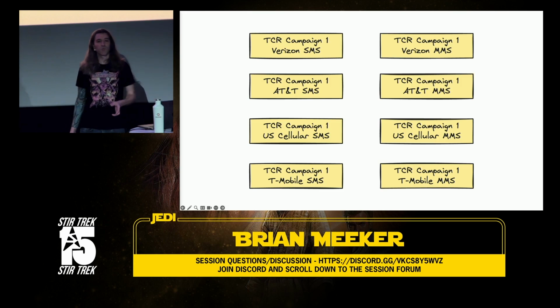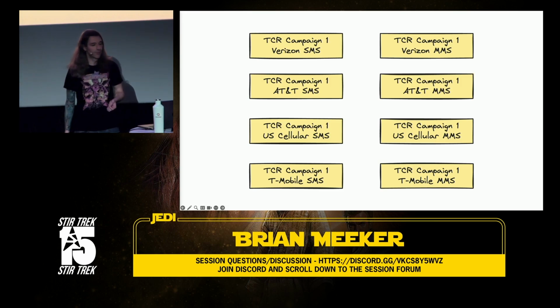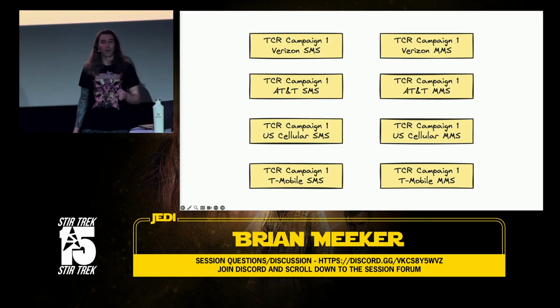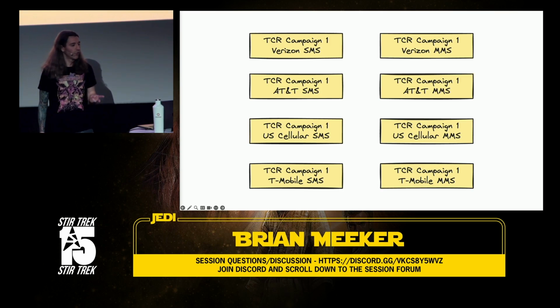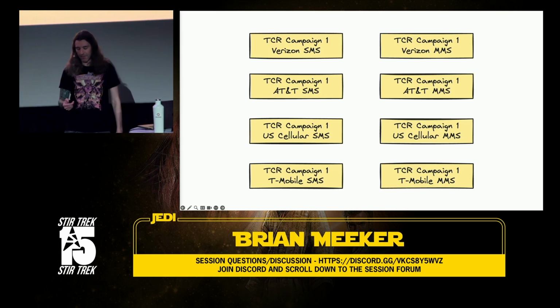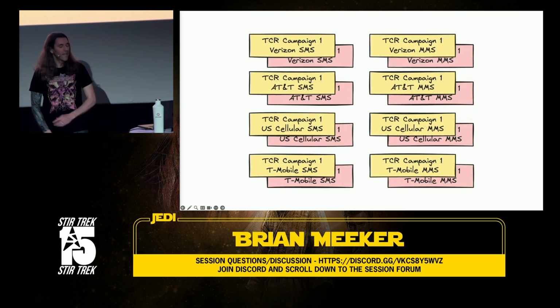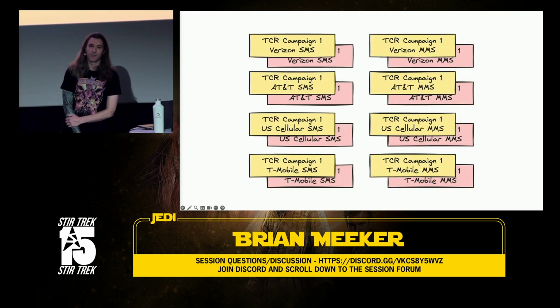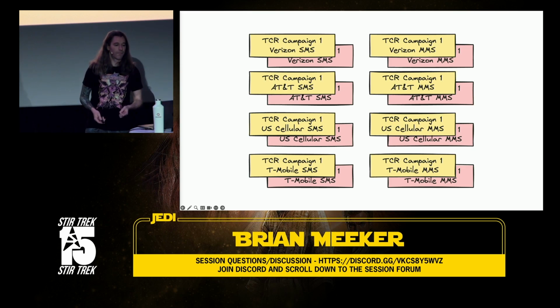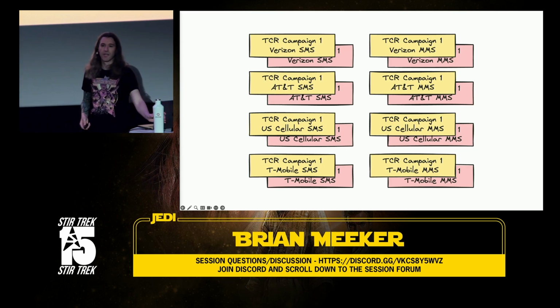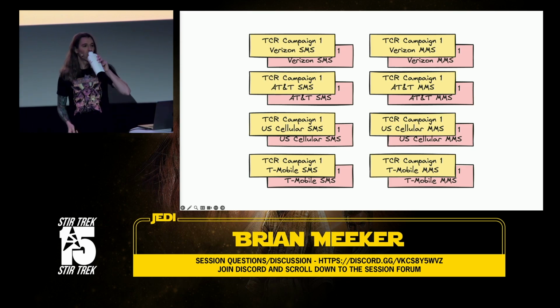Now you may have noticed this is potentially a lot of queues and a lot of consumers. For each TCR campaign, there are 4 carriers. They have both SMS and MMS, so we get 8 queues per TCR campaign. But then you double that because we also have dead letter queues for each one of them. And then there are potentially even more because we have these retry queues that can be created dynamically as well.